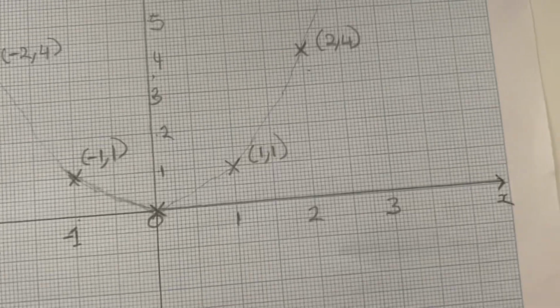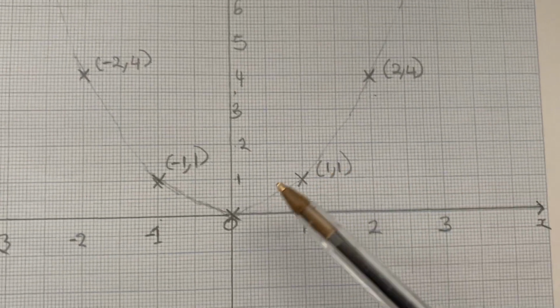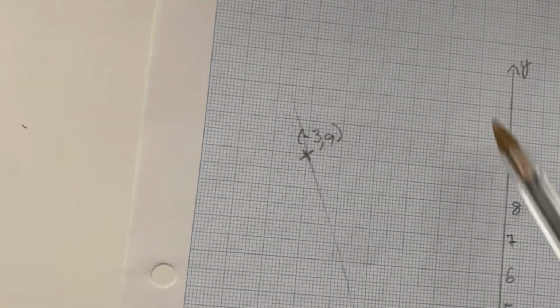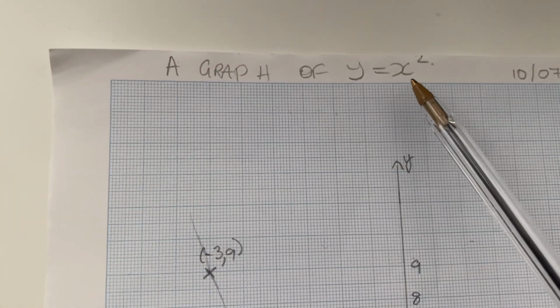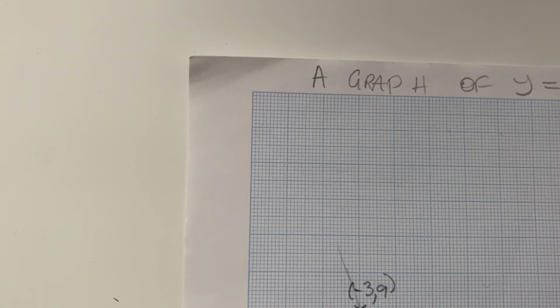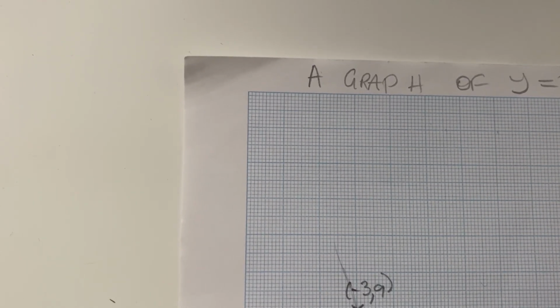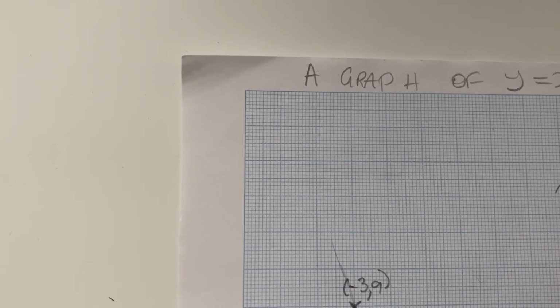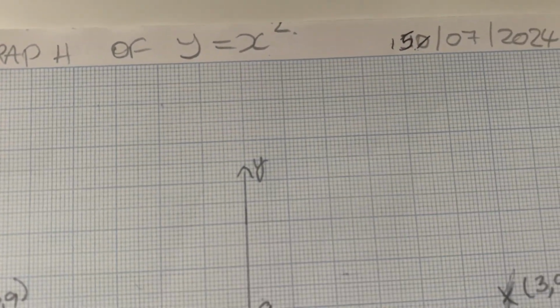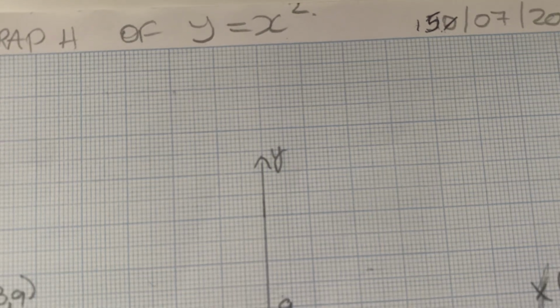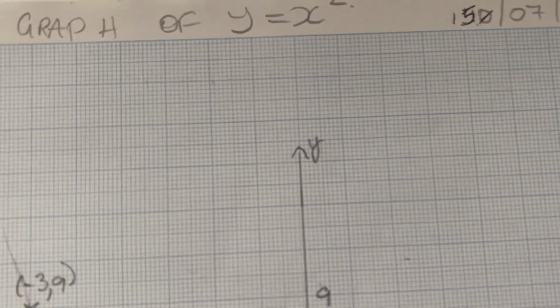And then I've labeled my x-axis, my origin. That will be my y-axis. A graph of y equals x squared. The date, this was supposed to be for the 10th, but now I'm using it for the 15th, because we missed some days. So I'm just checking the dates so that I can reference that in my notes.